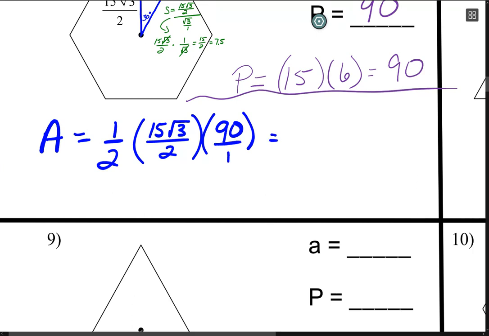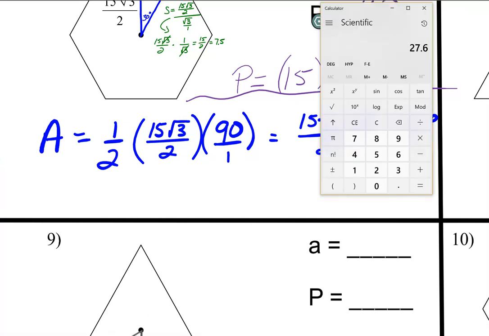Well, if you're curious about how to do this on a calculator, it'd be 15 times square root of 3 times 90. And what's on the bottom? 2 times what? So it's all of that over 4, right? Now, you don't have to write all of this out on yours. I'm kind of doing that so you can see how I put it into the calculator in case.